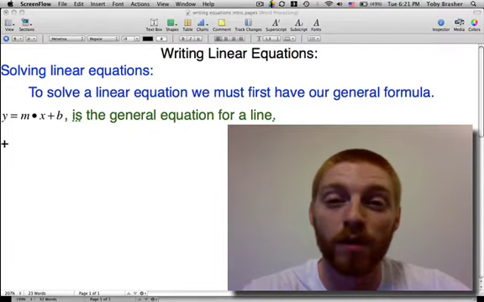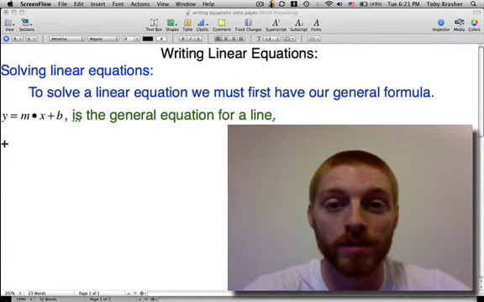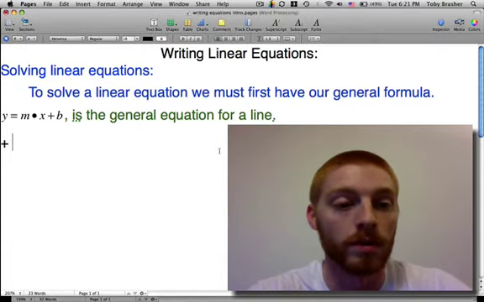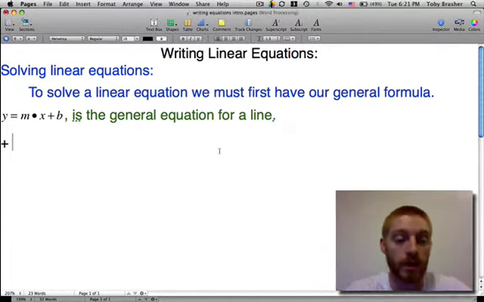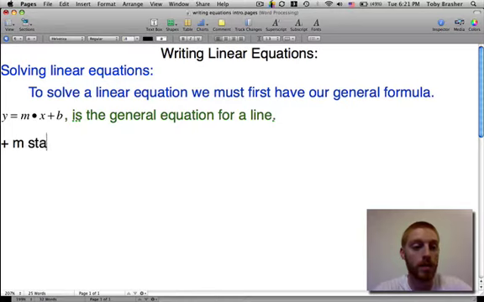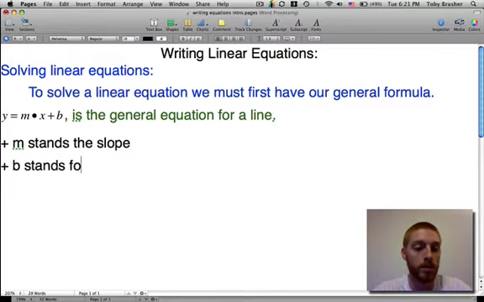That's our general form, but we need to know what some of the stuff stands for inside the equation. So we're going to start off with some instructions on that. M stands for the slope. We have a variable b, which stands for the y-intercept.